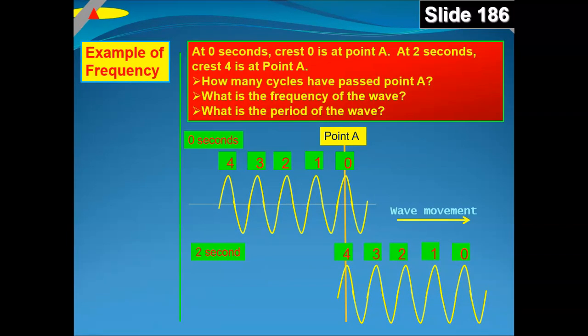Another example, at 0 seconds, crest 0 is at point A. At 2 seconds, crest 4 is at point A. So how many cycles have passed point A? Well, you see it went from crest 0 to crest 4. That's 4 cycles.